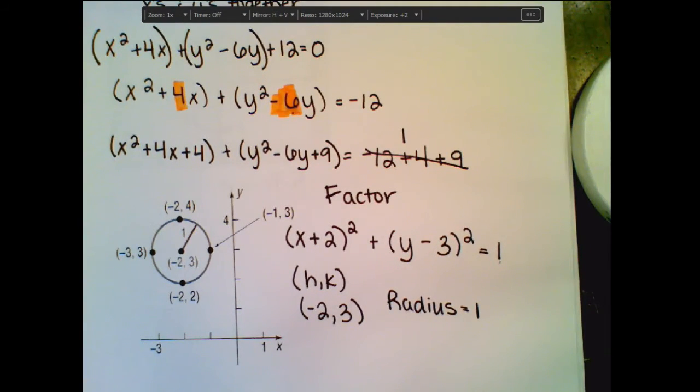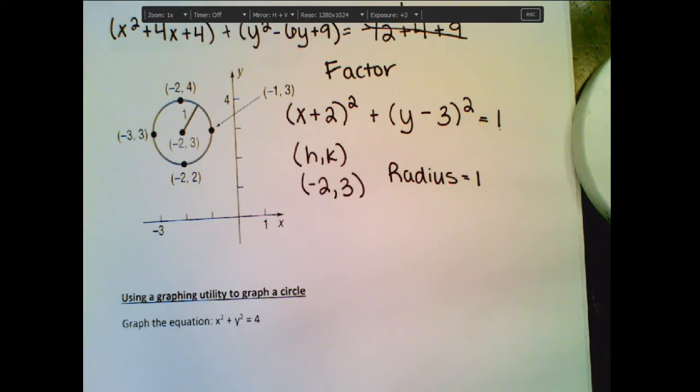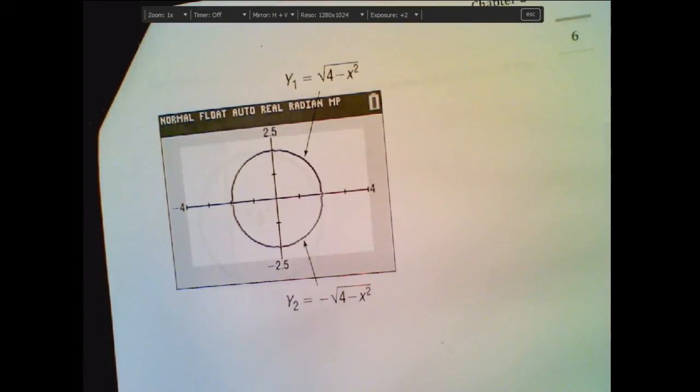The last example in this packet shows you how to graph here. Just type that simply in your graph, and it is done for you here.